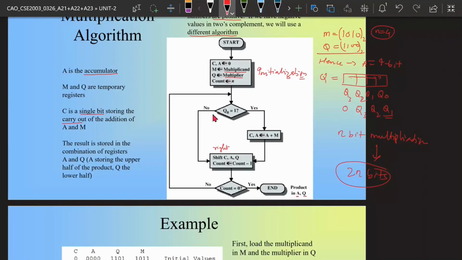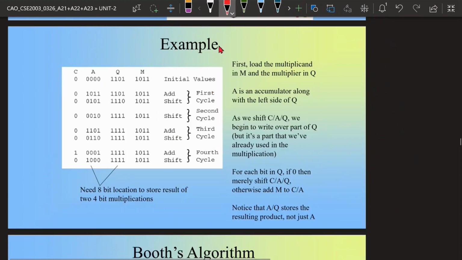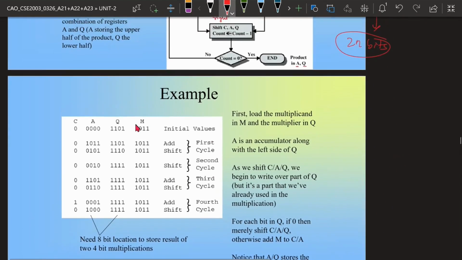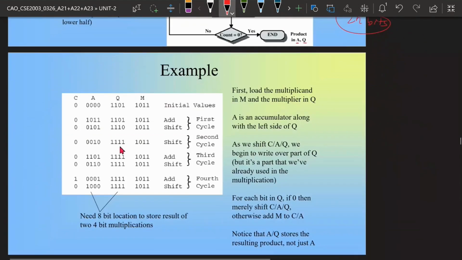Okay, so this is the algorithm for multiplication. This is the basic algorithm for positive numbers only. So we can take an example of it. So just proceed here. In terms of the example, the first thing is we should have a carry. For carry, we should be storing 1 bit.